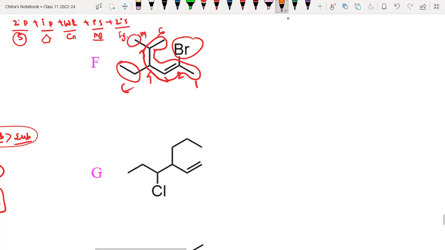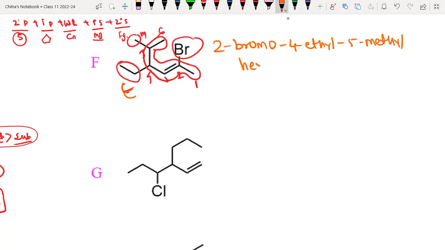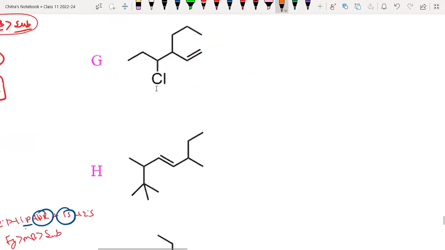This 2 bromo. Then 4 ethyl comes first, 4 ethyl, 5 methyl. Then 6 carbon, for that we have hex. Then double bond on second, so it is 2, and for double bond ene. Done. It was right also. I got everything right so far. Okay, next.